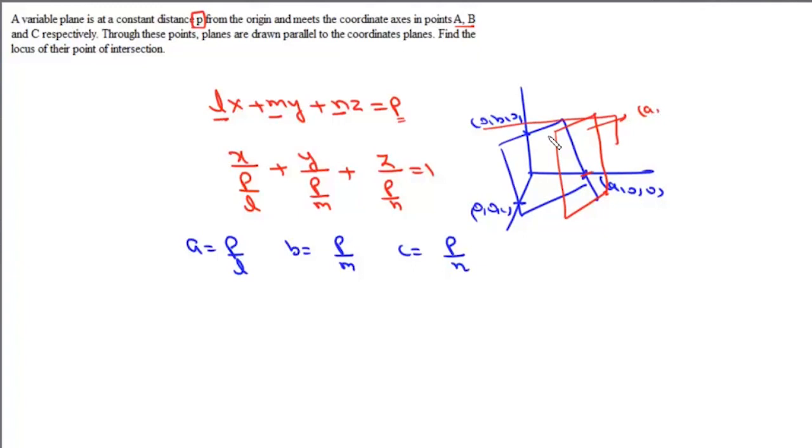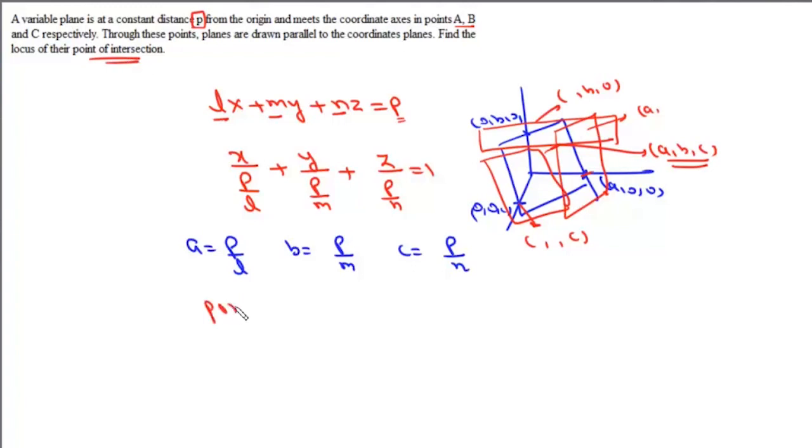Now, if we draw a parallel plane from this point B, the y coordinate will always be b, and for this third plane, the z coordinate will always be c. So their point of intersection, the point which lies on all three planes, will be a, b, c. Now we need to find the locus of their point of intersection.